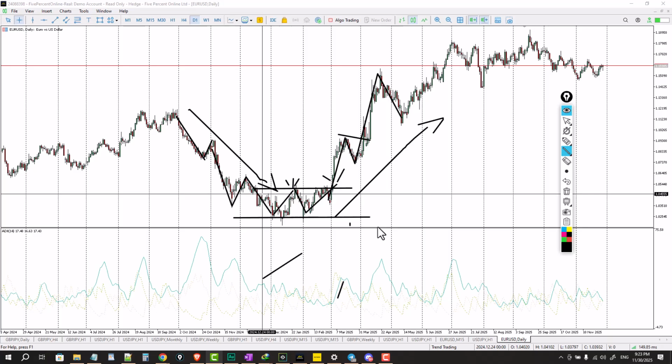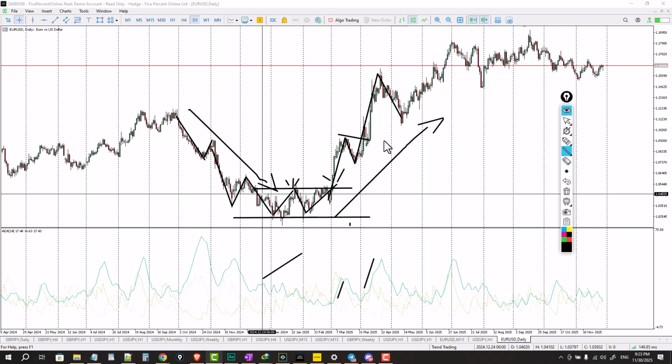Whenever we were making the impulsive leg to the upside, the ADX was increasing in value, telling us that there's a trend in the market. And it's a pretty strong trend. But if you couple it with market structure, which we've talked about countless times in these classes, then you'd know the direction which that trend is in.